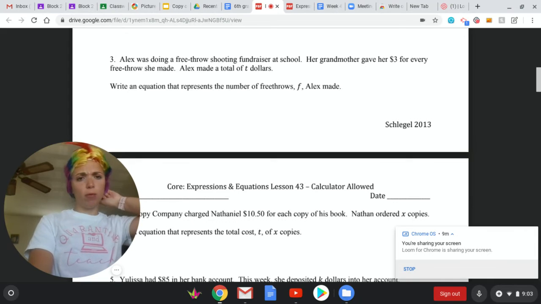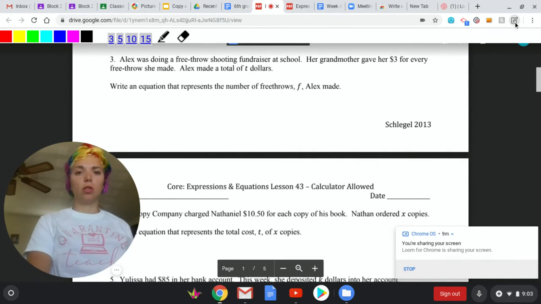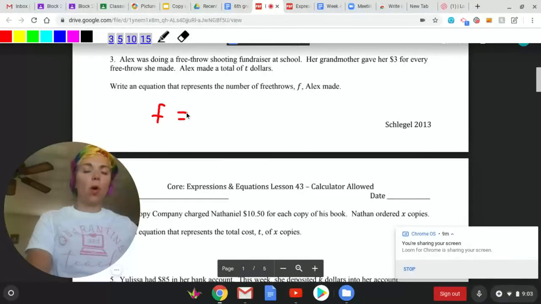So we don't know how much money she made, and we don't know how many free throws she made. All we know is she makes $3 per free throw. So we're trying to solve for the number that she made. So we have F on one side here. So free throws. How many free throws did she make? So how am I going to figure that out from the total amount of money she made?